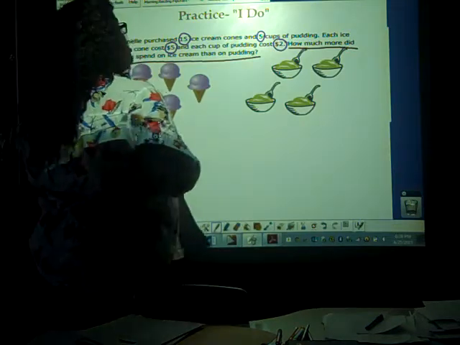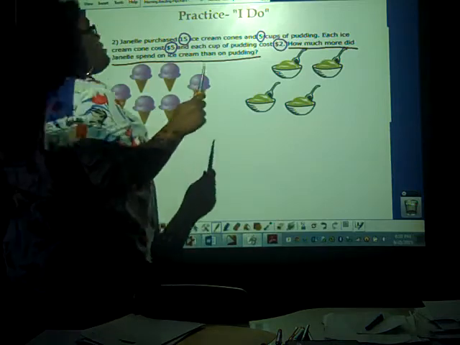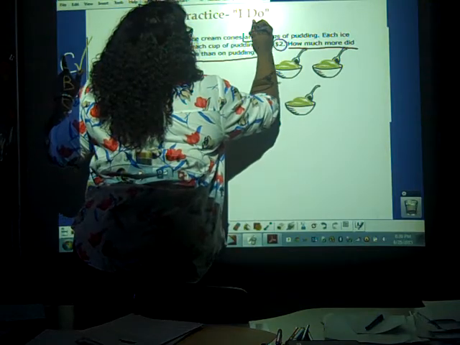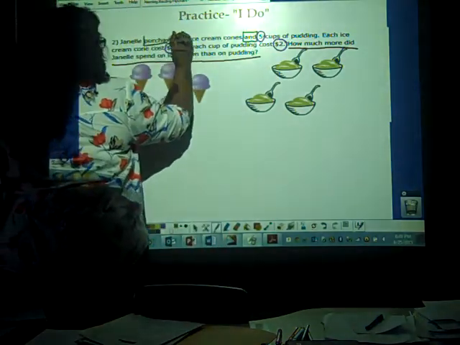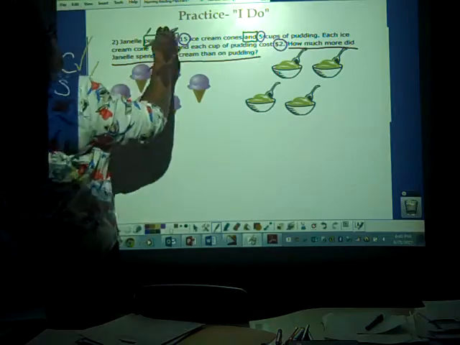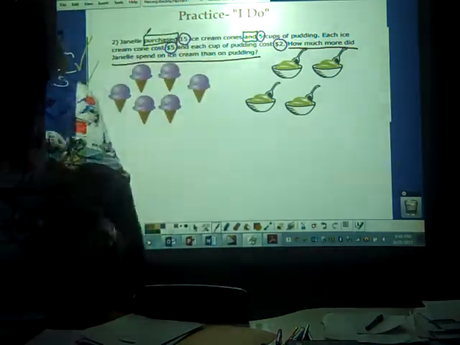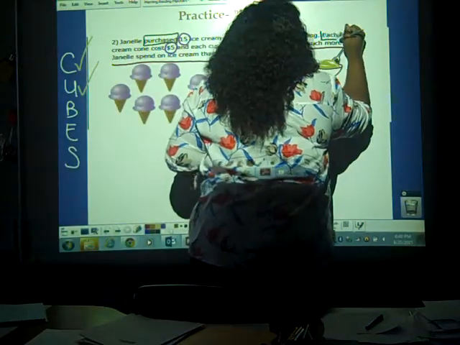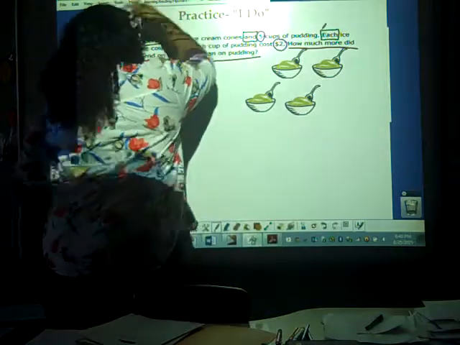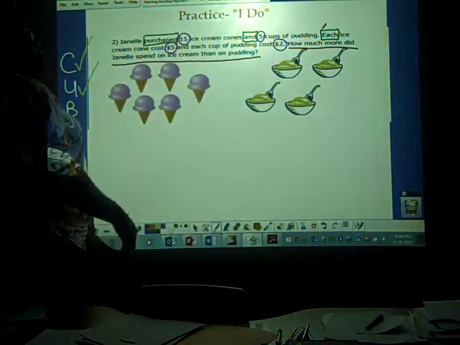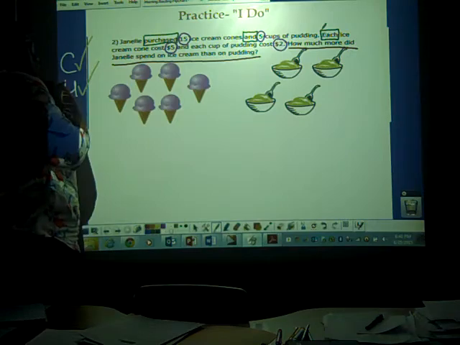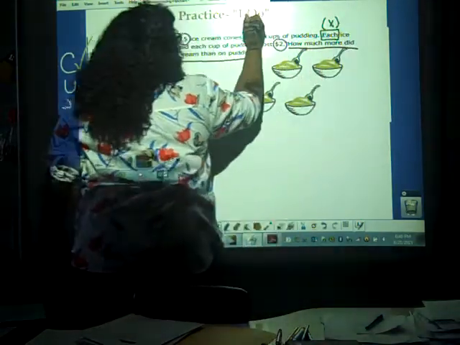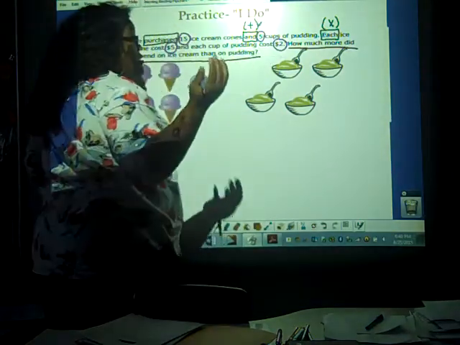Janelle purchased 15 ice cream cones and 5 cups of pudding. Whoa. And I'm going to go back to purchase because she bought 15 and then 5 of something. Each. Ooh, each. I love that word. We had the word each in our other word problem. Now, when I see the word each, I think multiplication. I'm just saying. And when I see the word and, I think addition. I'm just saying.